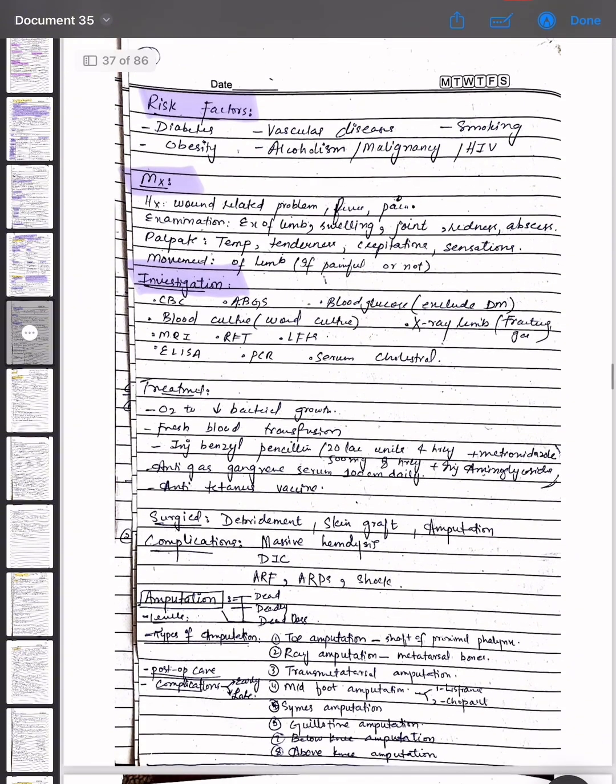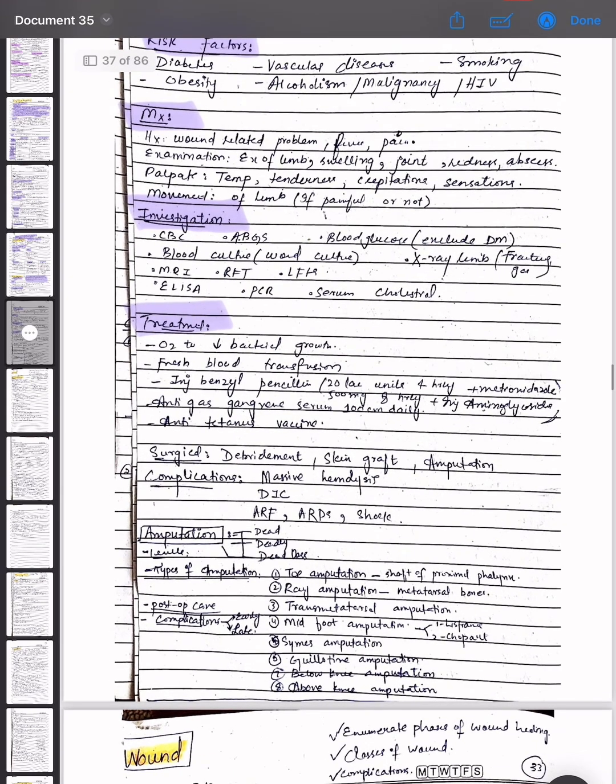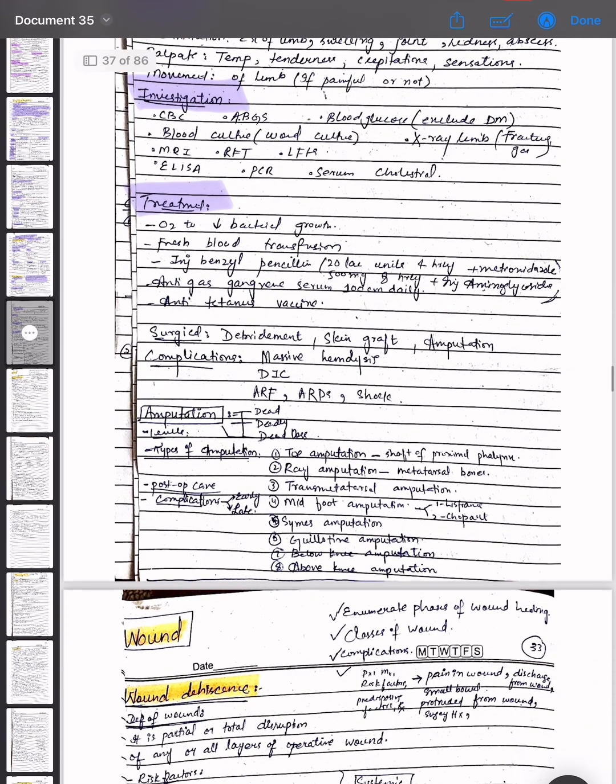What are the treatment options? First of all, O2 to decrease bacterial growth, fresh blood transfusion is done, injection benzyl penicillin 20 lakh units IV 4 hourly plus metronidazole 500 milligram orally 8 hourly plus injection aminoglycoside, anti-gas gangrene serum 100 centimeter daily, and anti-tetanus vaccine is given. What are the surgical options? Debridement, skin graft, and amputation. Immediate complications are massive hemolysis, DIC, ARF, ARDS, and shock.